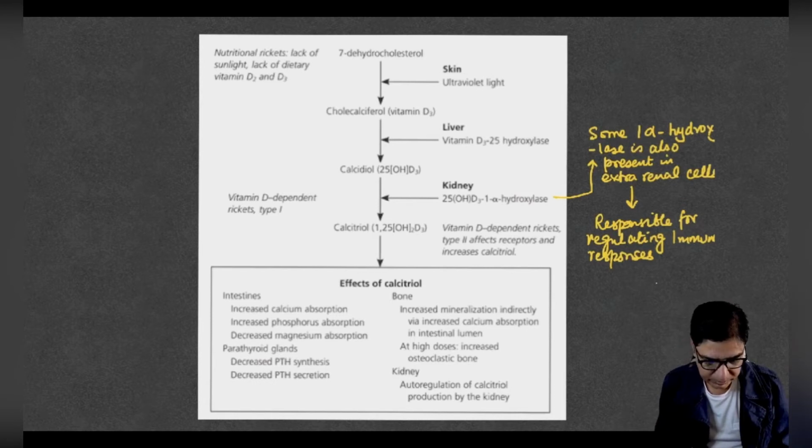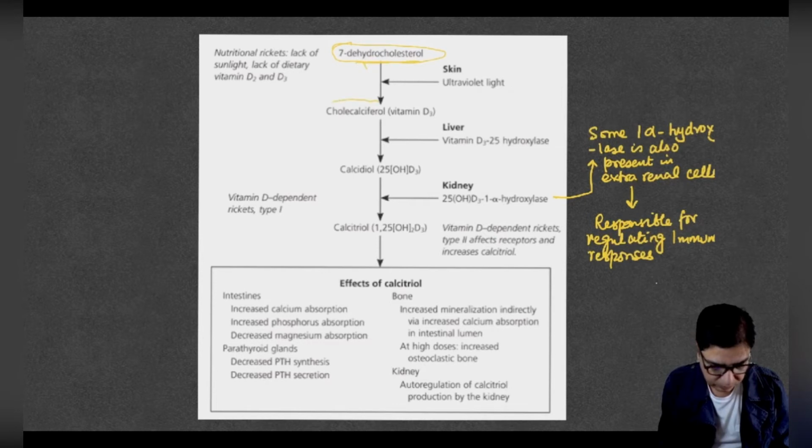So vitamin D comes from two sources. Number one, it is made in our own body when the ultraviolet rays in sunlight fall on our skin, and our skin contains what we call 7-dehydrocholesterol. This is one of the ingredients in our skin, and when sunlight falls on it, it is converted from 7-dehydrocholesterol to what we call cholecalciferol, or vitamin D3.